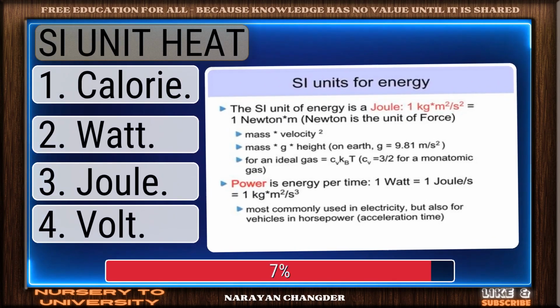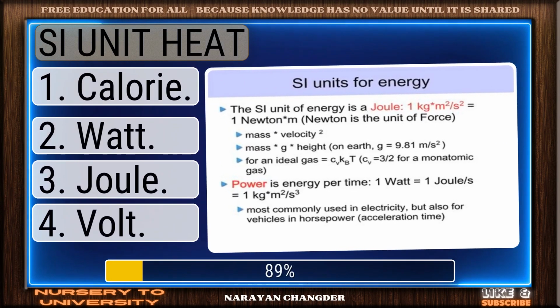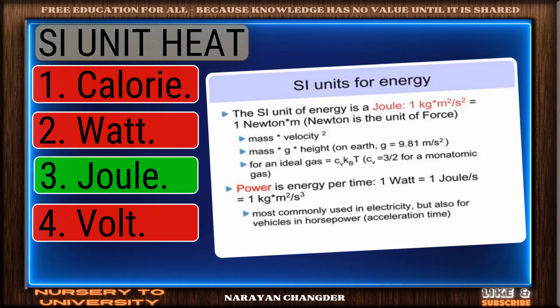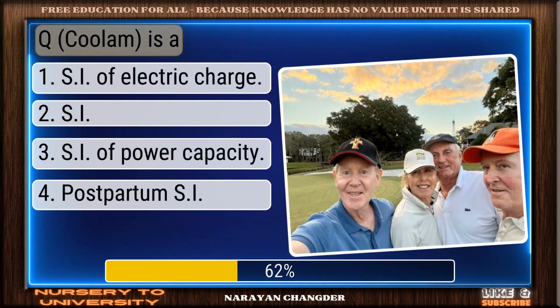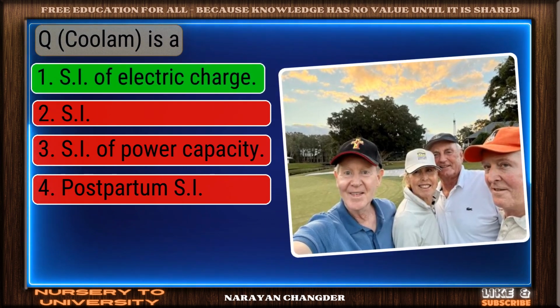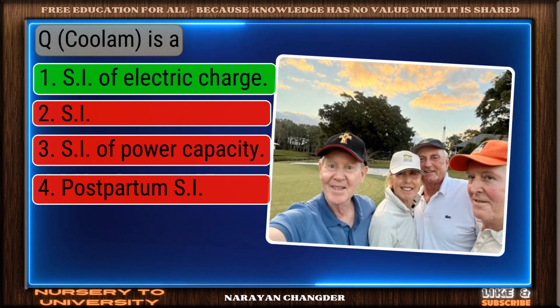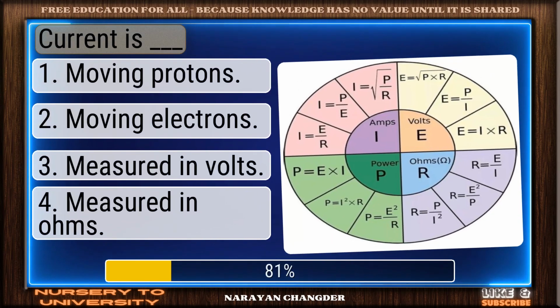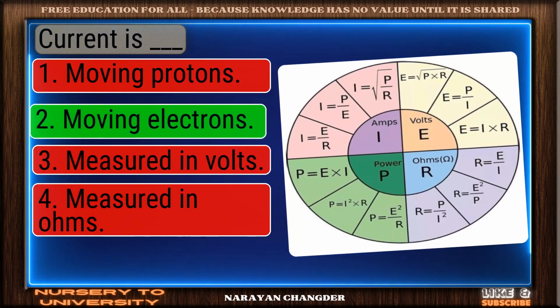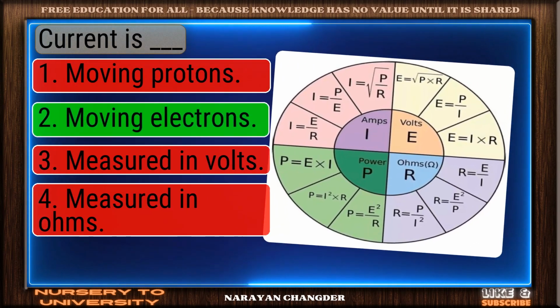SI unit of heat. Strong choice. Joule is right. Q is a... Well done. SI unit of electric charge is right. Current is dash. Well picked. Moving electrons is correct.